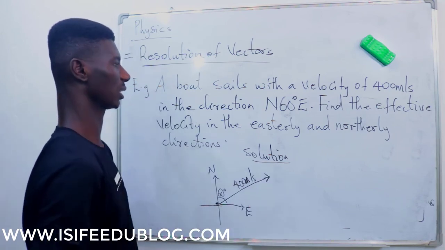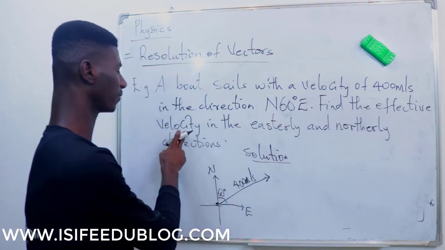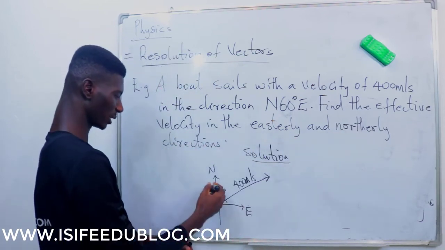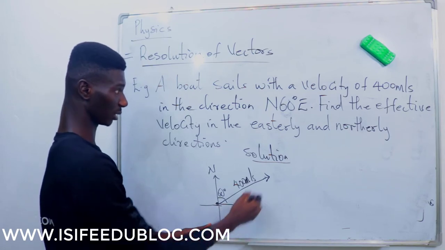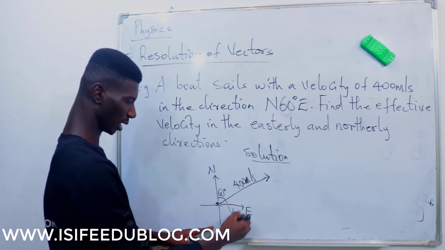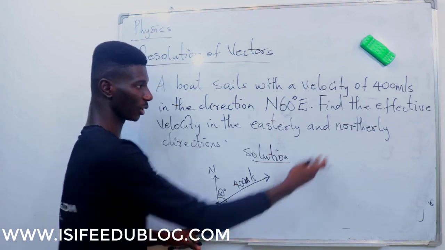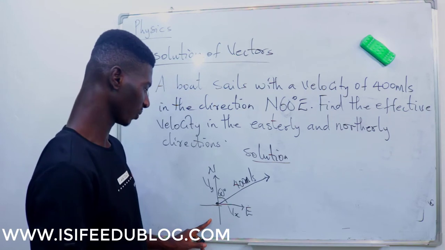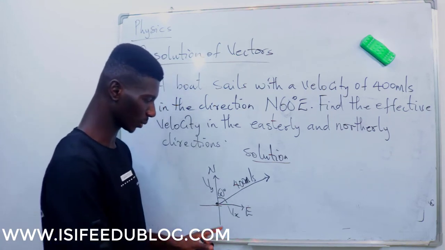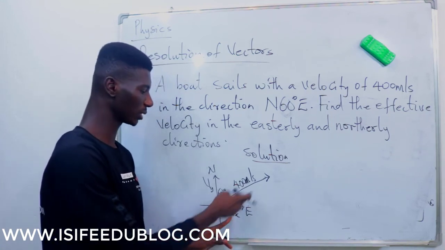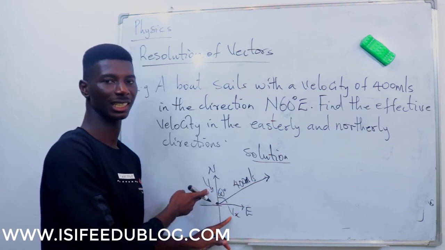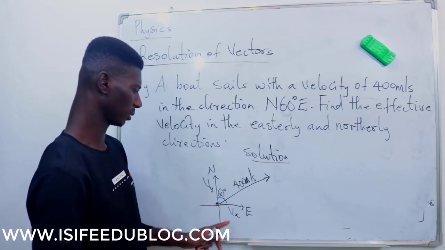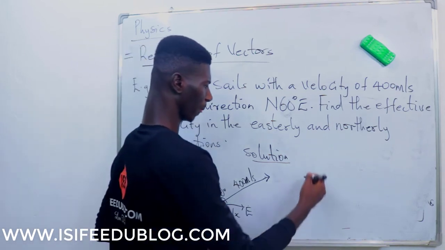So the question now is, find the effective velocity in the easterly and northerly direction. So what is the easterly? The easterly is this way, which is our horizontal component. The northerly, which is this way, is our vertical component. So they are asking us to calculate the horizontal component and the vertical component of this movement.